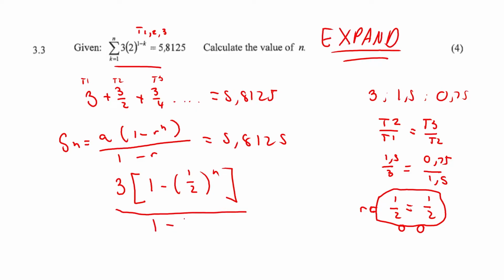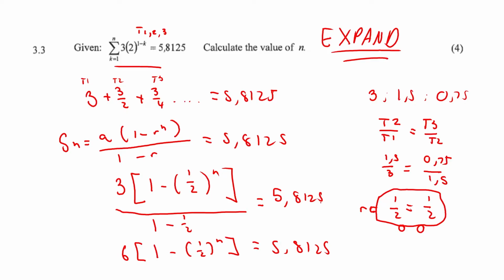Okay. And again, that's going to be 1 minus half. So A value is equal to 3. R values are equal to half. And all that good stuff, again, is equal to the 5,8125. Okay. 1 minus a half is equal to half. 3 divided by a half. If you divide anything by a half, you're multiplying it by 2. So 3 times 2 is equal to 6, is equal to 5,8125.